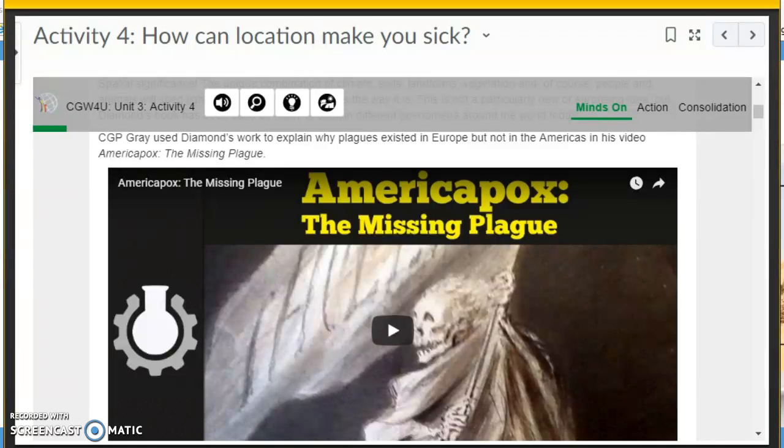So one of the concepts we're going to delve into in this particular activity is what is where, why there, and why care. What this means is maps quite often can tell you what the patterns are and where things are happening, but it doesn't tell you the why, and then we explore why you should actually care. To start with, there's a quick video explaining why plagues existed in Europe, but not in the Americas.